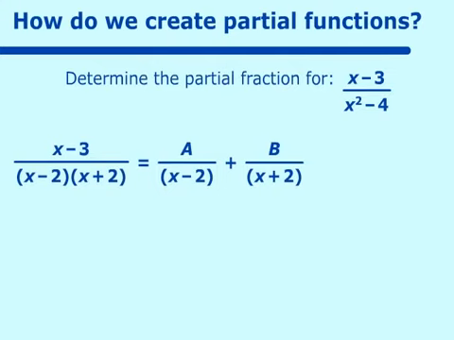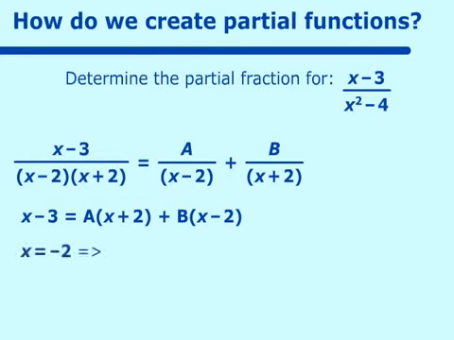So now we have to figure out what a and b are. And this is the process we use. We do x minus 3 is equal to, put the lowest common denominator of x minus 2 times x plus 2, which means x plus 2 multiplies a, so we have a times x plus 2, plus the b of x minus 2. We substitute in whatever makes this factor 0, and then we substitute in whatever makes that factor 0. So let's make x equal to negative 2.